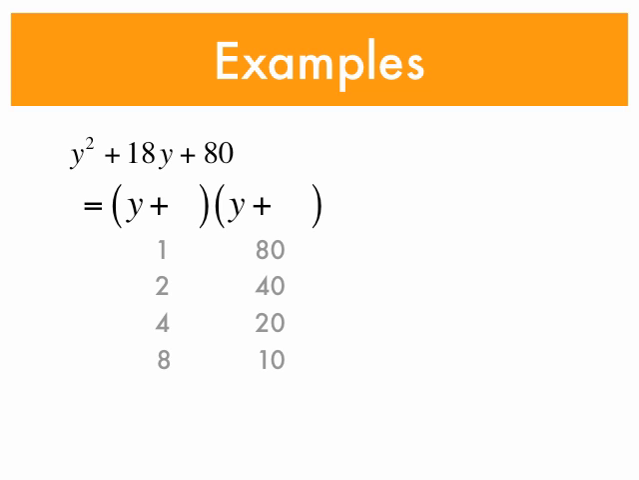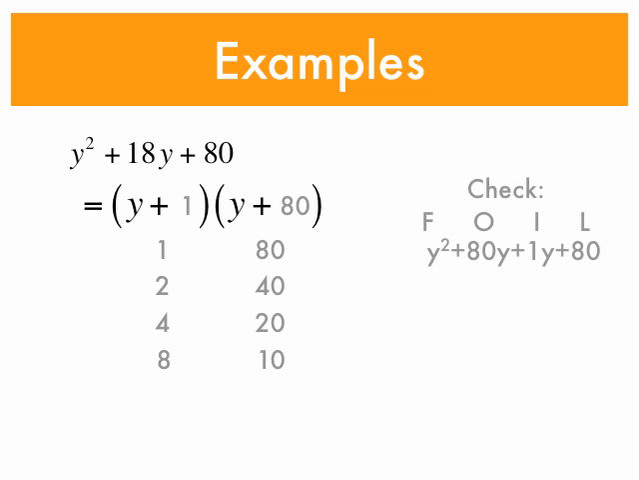So let's go through one at a time and put them in and see if they work. I'll check using FOIL. So if I put 1 in the first spot and 80 in the second spot. Remember, FOIL is F first, O outside, I inside, L last. So F first, y times y would give me y squared. O for outside, y times 80 would give me 80y. I for inside, 1 times y would give me y. L for last, 1 times 80 gives me 80.